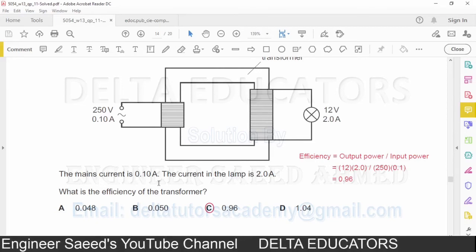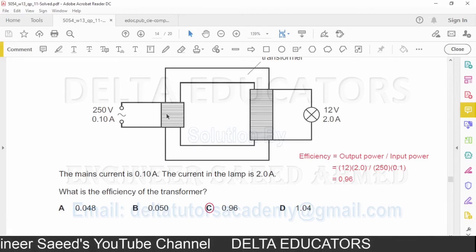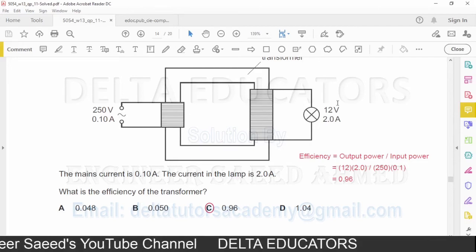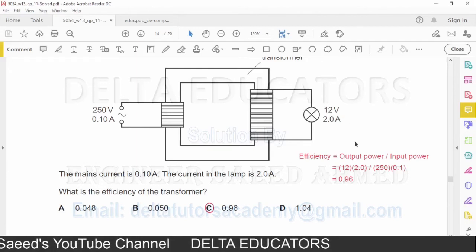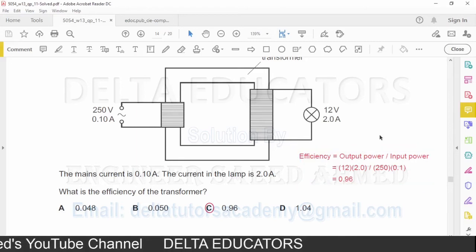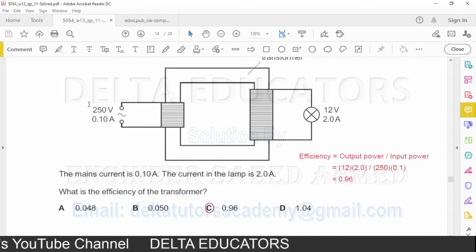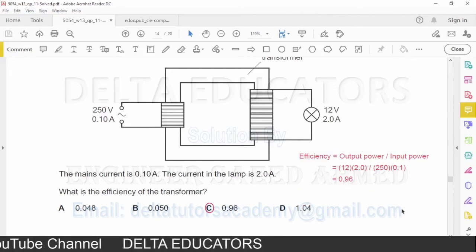Now here we have to find out the efficiency of this transformer. So efficiency is equal to output power divided by input power. Now for the output power, here voltage and current is given. Voltage is 12 volt, current is 2. So for output power, voltage is 12 volt and current is 2 ampere, divided by input power. For input power, voltage is 250 and current is 0.1 ampere. So here input power is 250 into 0.1, and by solving this one we will get the answer 0.96. So here efficiency of the transformer is 0.96, that is given here in option C. So correct option, option C.